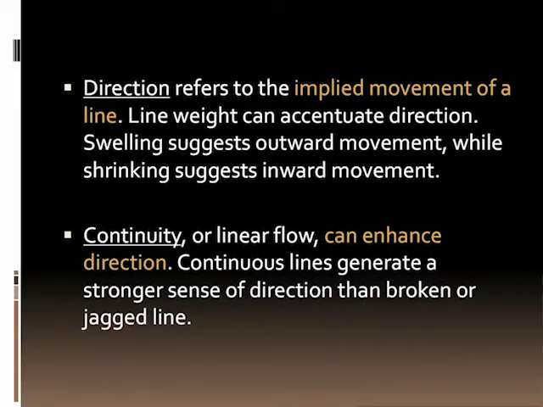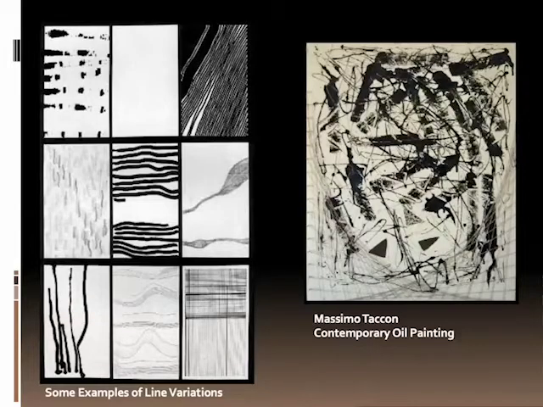Let's look at some examples. So on your left, we have some examples of line variations. This is, when we mentioned that a series of adjacent points can form a line, these are all lines as well here, even though they're not actually connecting these dots.